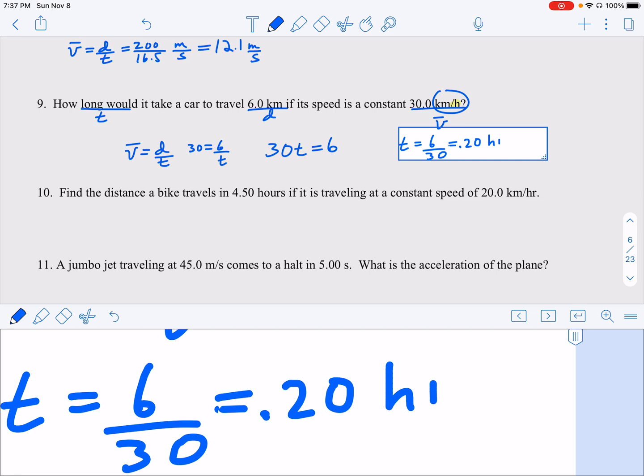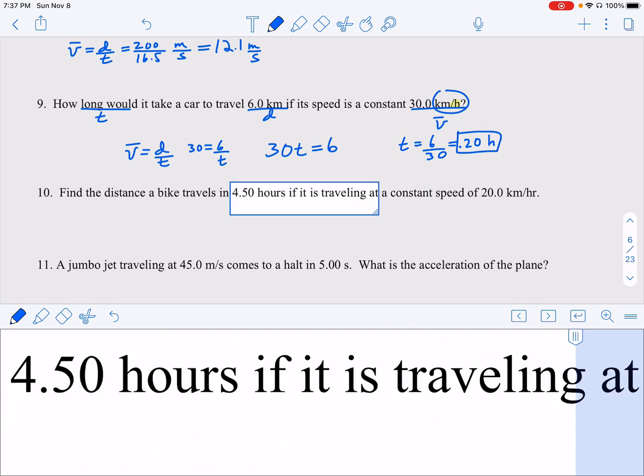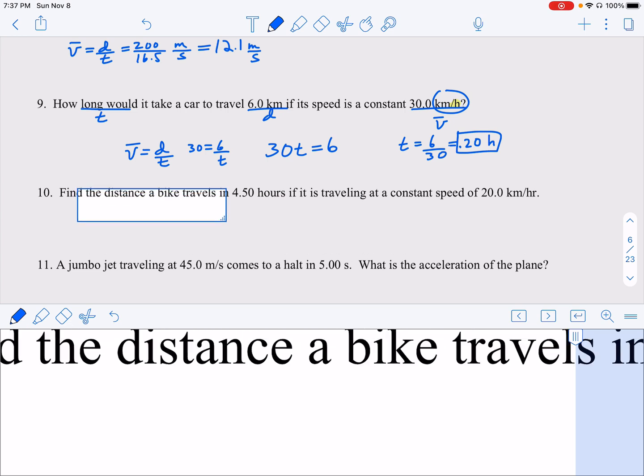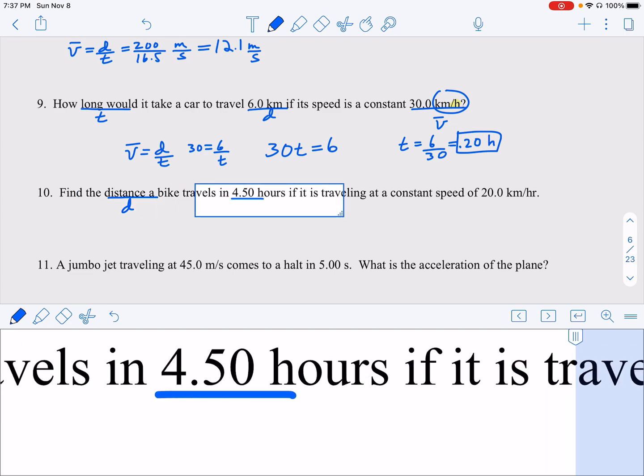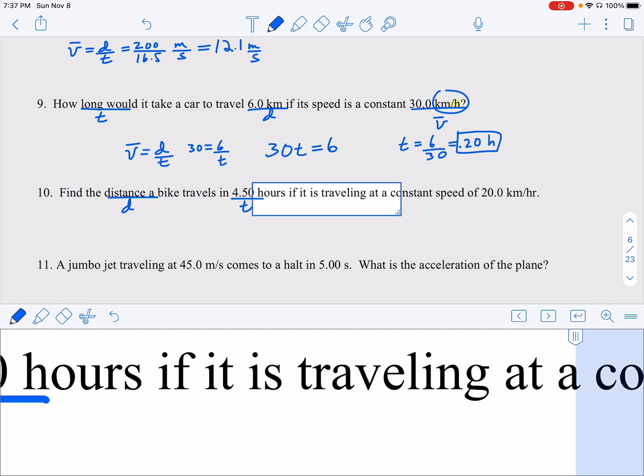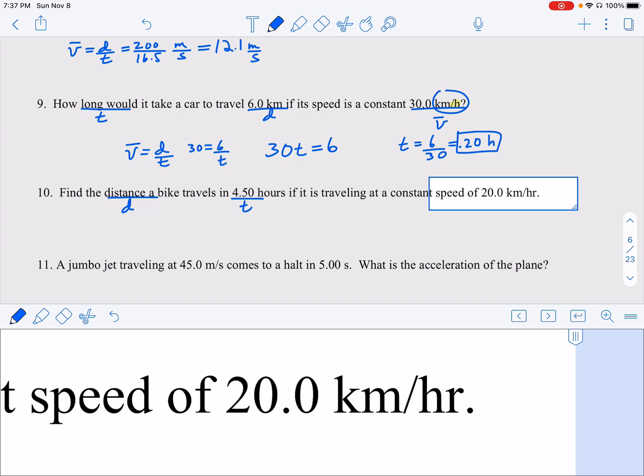Okay, so I'll just use H for hours. Next, find the distance a bike travels. That's displacement. 4.5 hours, that's the time. Constant speed, 20 kilometers per hour.